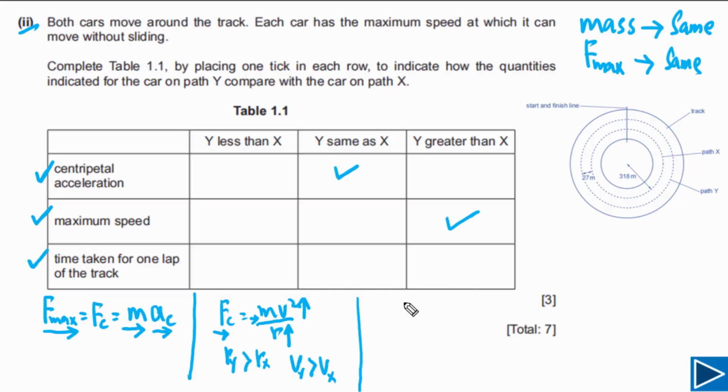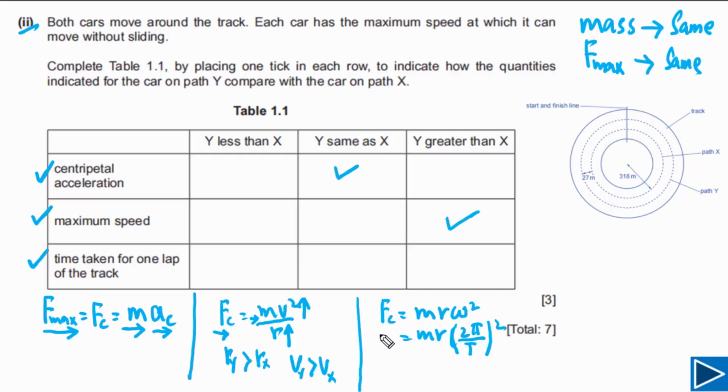The last one is about time taken. For time taken, we can rearrange this centripetal force equation. We can say this is m r omega squared. We have to compare time, and we cannot directly compare omega, so we can write it in the form of time. Omega is equal to 2 pi over T, where T is the time period. We have to compare time period, so it must be in our equation. So we can say this is m r times 2 pi over T, all squared.